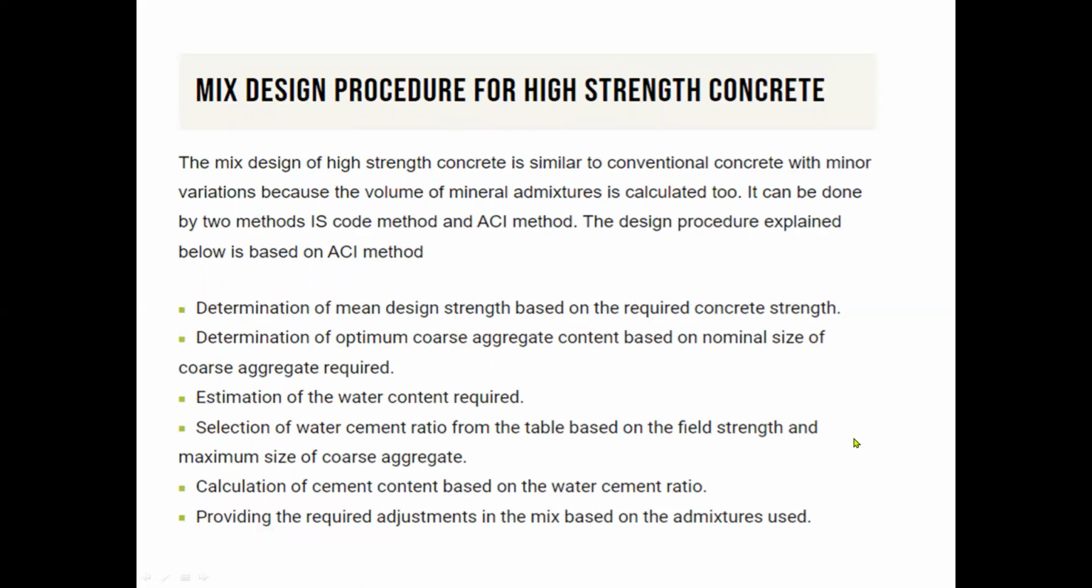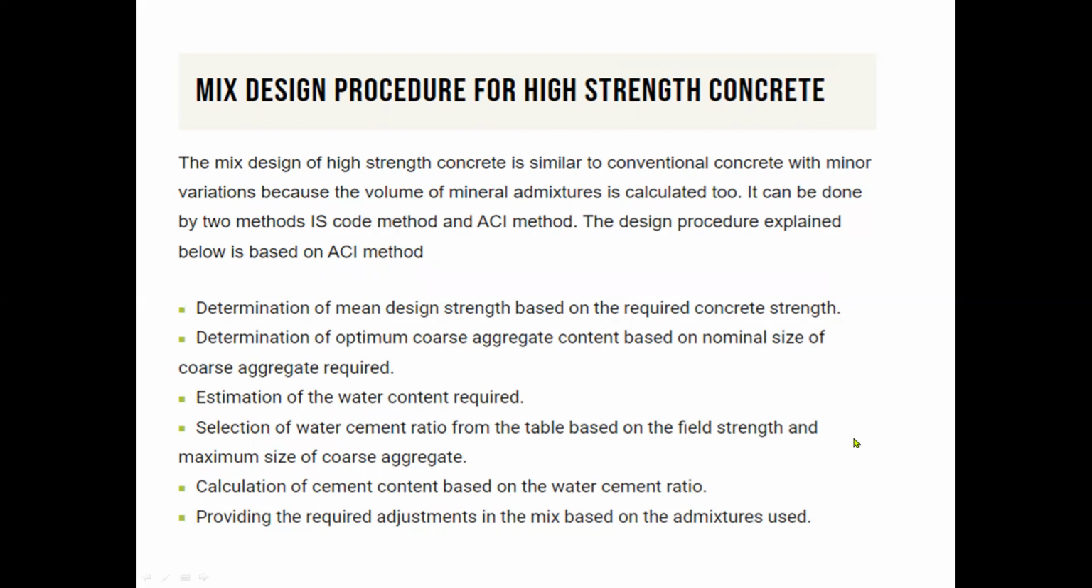For the mix design procedure for high-strength concrete, the mix design of high-strength concrete is similar to conventional concrete with minor variations because the volume of mineral admixture is calculated too. It can be done by two methods, the IS code method and the ACI method. The design procedure explained below is based on the ACI method. So we have the following procedure now.